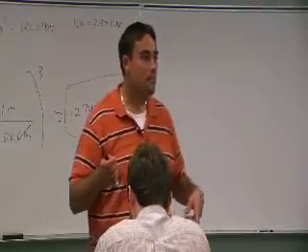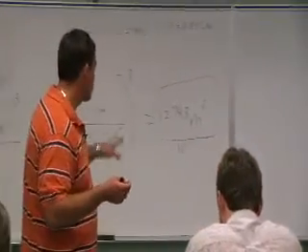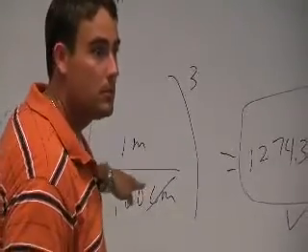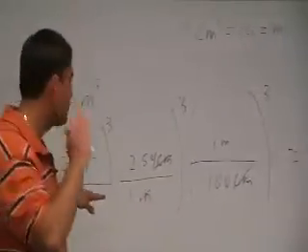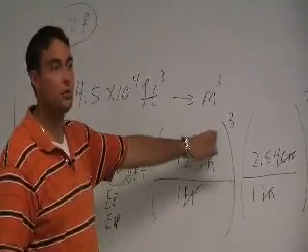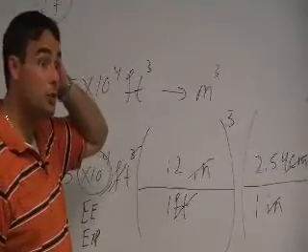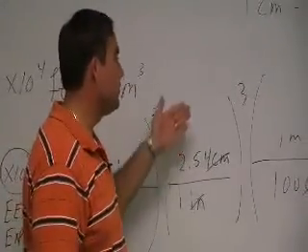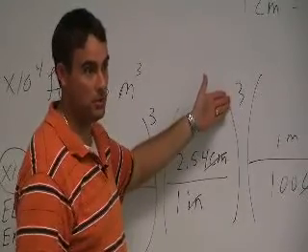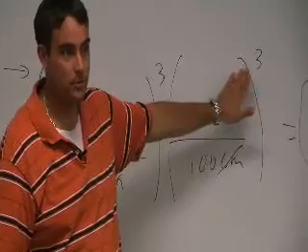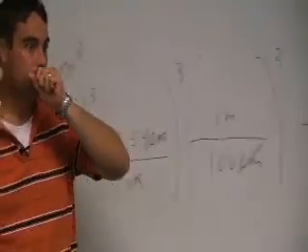Yeah. How did we get to the final answer? Can you just show us that? You mean in the calculator? No, just, okay, we take 4.5, yep, and we times it by what? By 12 to the third. Okay, that's 12 cubed. And then we times it by 2.54 cubed. And then we divide it by 100 cubed. All right.